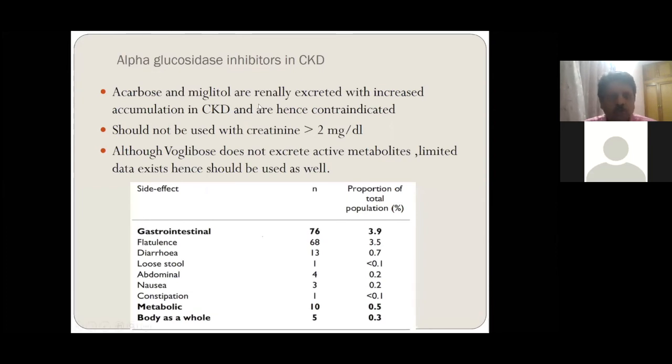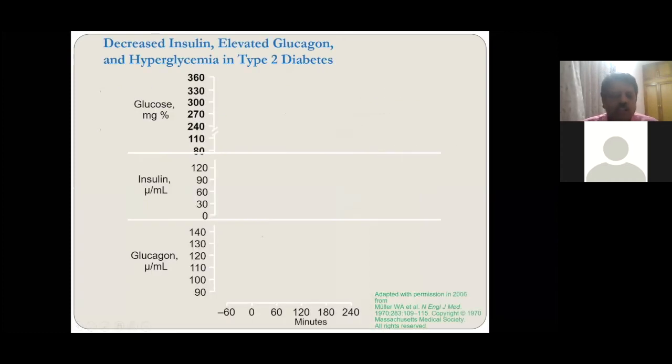Acarbose and miglitol are renally excreted. When the creatinine is more than 2, you can use it up to a creatinine of 3. The basic problem is flatulence, and diarrhea is a major problem. And if the patient has significant GI intolerance, I think we should not use it.